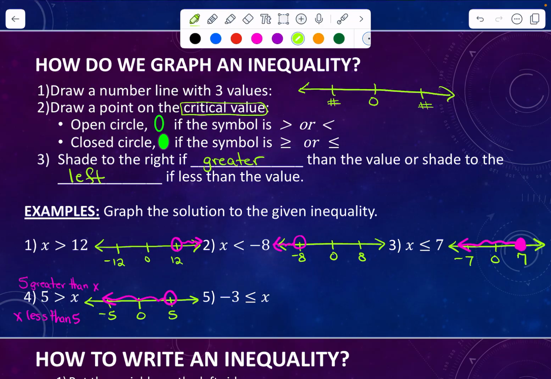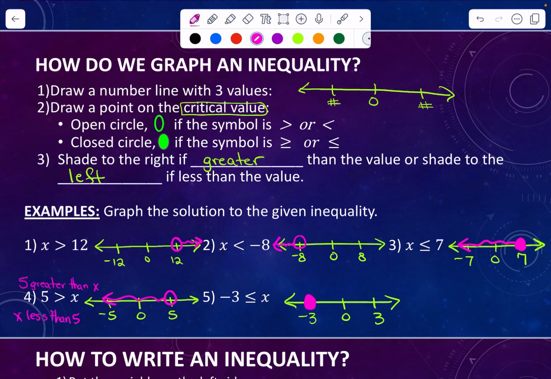Let's try this last one. Here it says negative 3, so I'm going to put my critical values negative 3, 0, and 3. And it says negative 3 is less than or equal to x. So that means at negative 3, I'm going to put a closed-in circle because it can equal it.